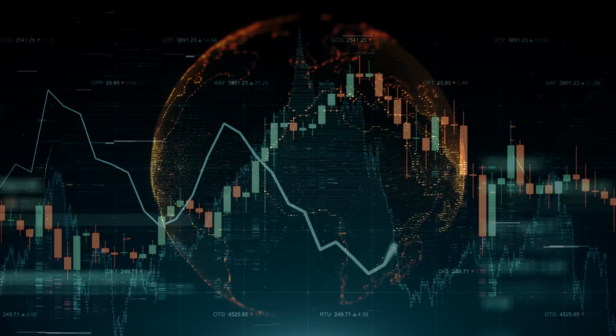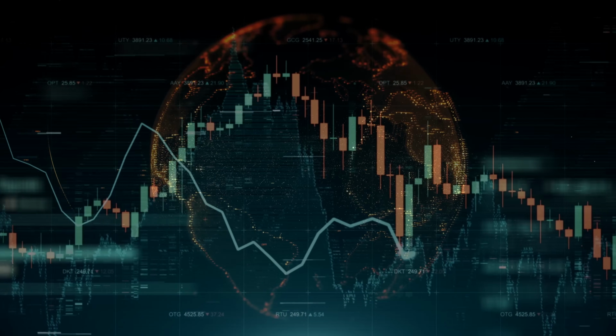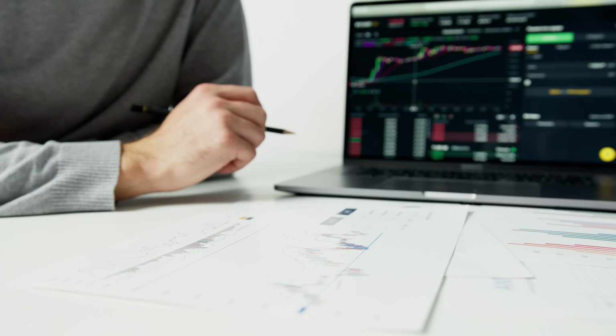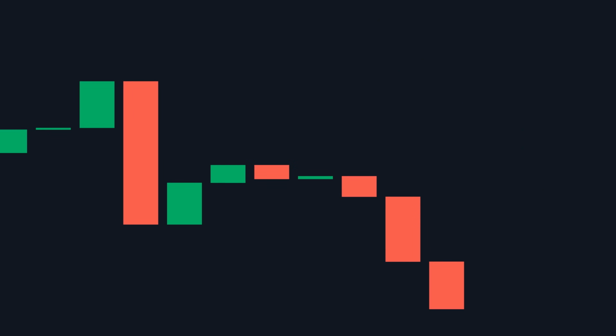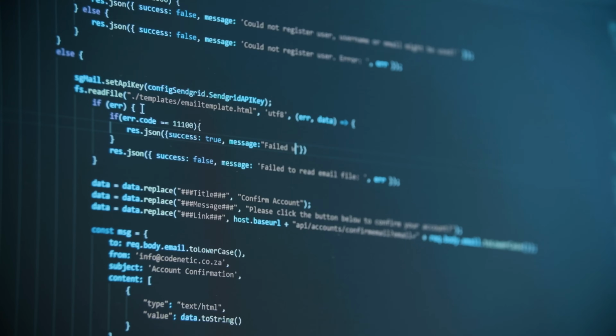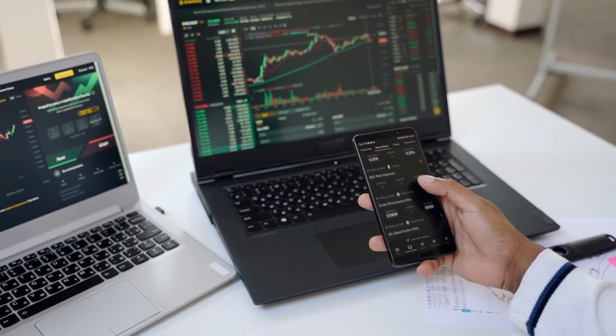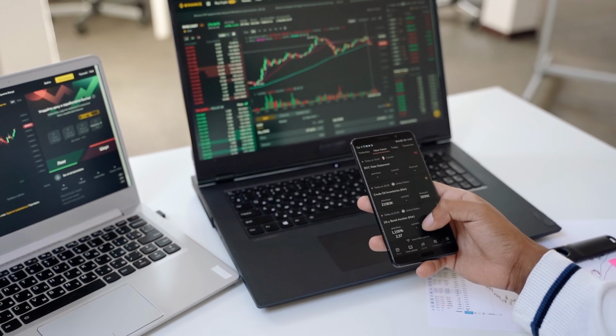In the ever-evolving world of trading, the demand for sophisticated technical analysis tools is ever-growing. In this video, we're going to showcase one indicator designed to meet this demand. This indicator provides valuable insights into market trends and potential future price movements by carefully analyzing recent prices.